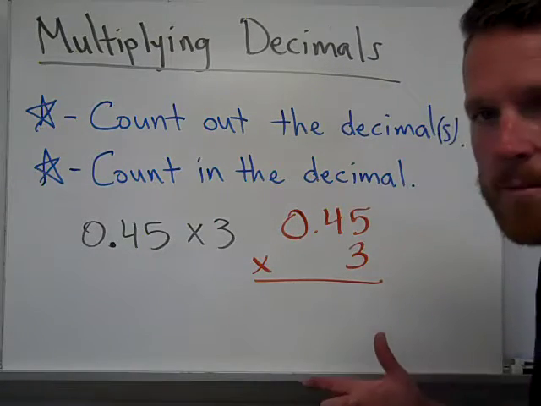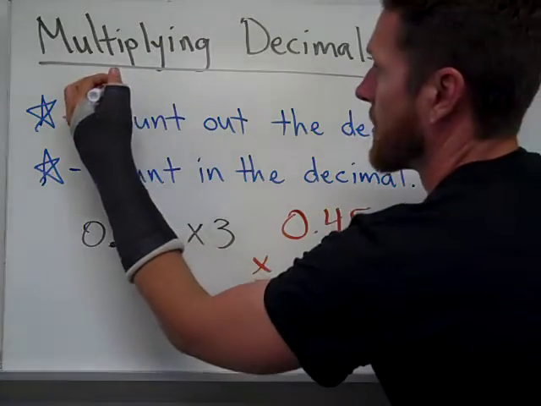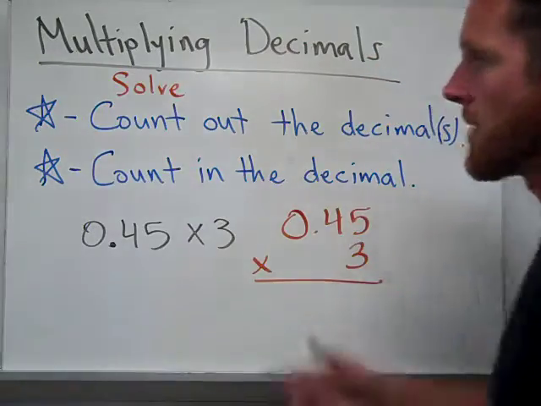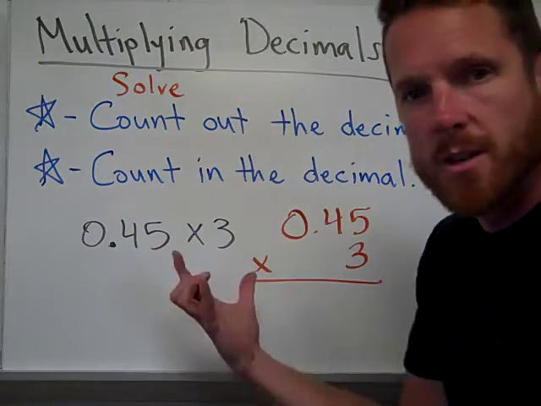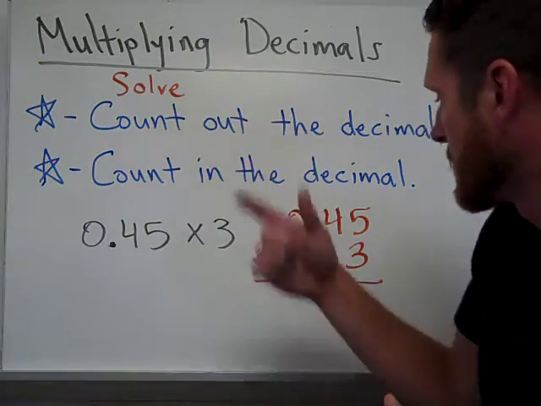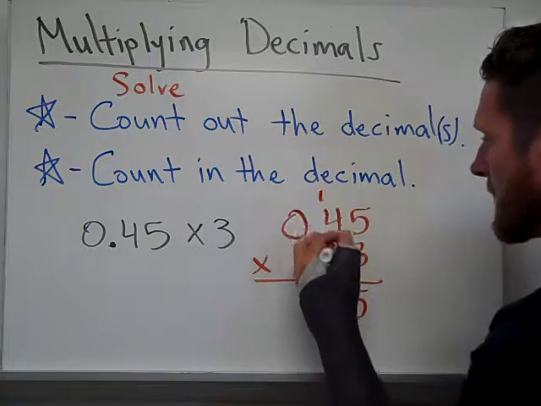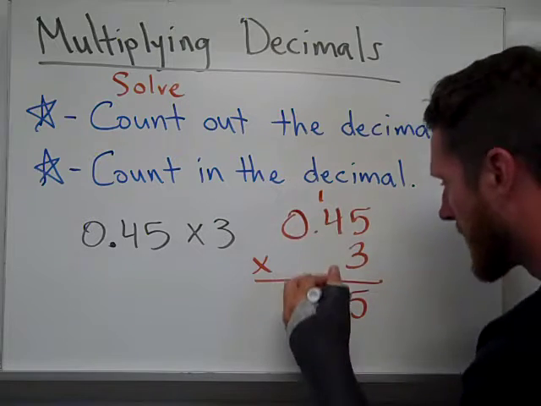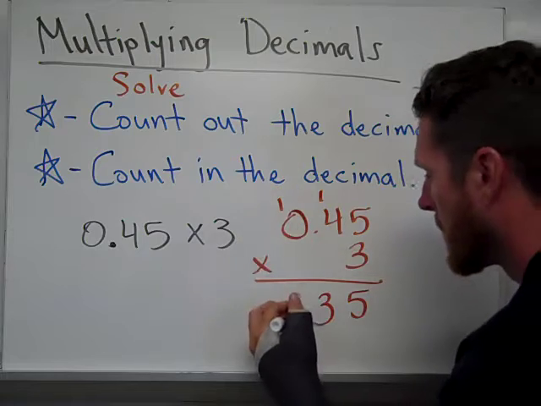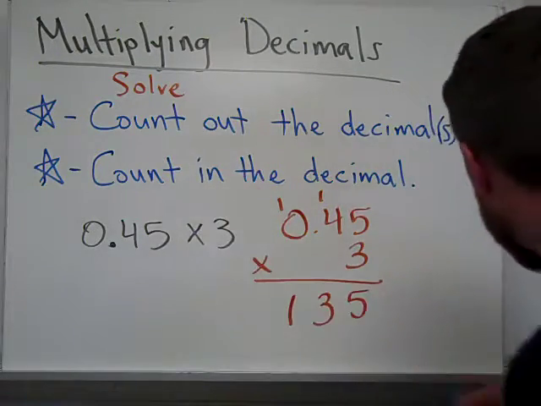Alright, so the first thing you're going to do is solve. If we wanted to make an order of operations, or order of solving, for multiplying with decimals, the first thing you're going to do is solve. So you go 5 times 3 equals 15, 4 times 3 equals 12, plus 1 is 13, 0 times 3 equals 0, plus 1. Alright, now here's where the stars come into play.